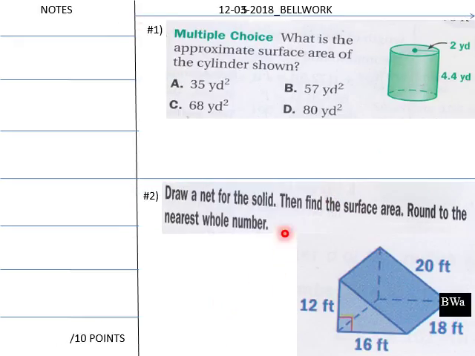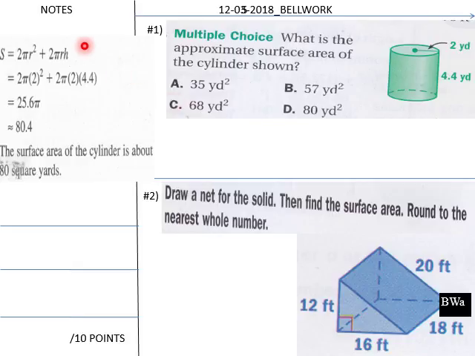Okay, welcome back. For the solutions of today's bellwork, here is our surface area solution for our cylinder: 80 square yards, 2 pi r squared plus 2 pi r h. 2 pi r squared will be our top and our bottom, and then our lateral area will be here. When we get through with our math there, we come up with 25.6 pi, which is 80.4, and 80.4 would be right about here.